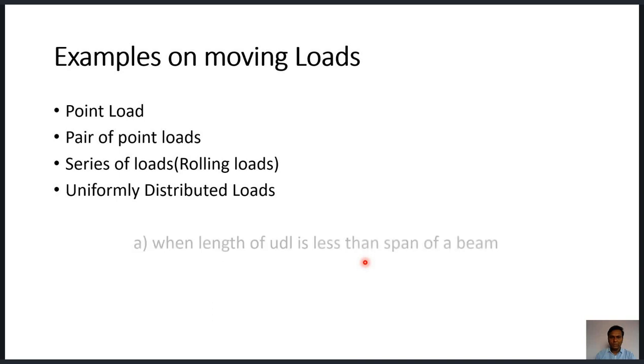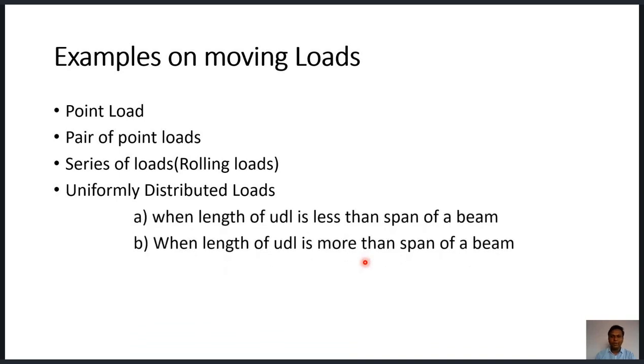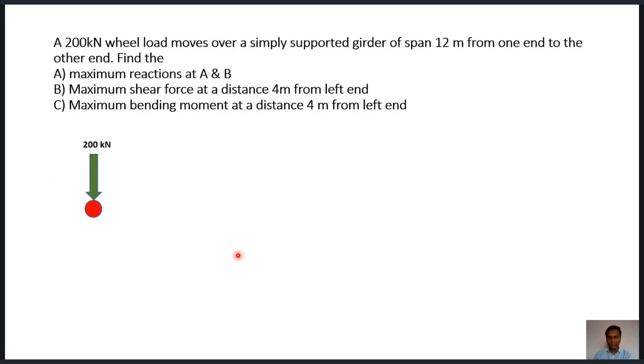Uniformly distributed loads. Now a uniformly distributed load can again be divided into two cases: when the length of the UDL is less than the span of the beam and when the length of the UDL is more than the span of the beam. Now in this particular video, we'll be discussing only examples on point loads and a pair of point loads. The rest of the examples on a uniformly distributed load we will be discussing in the next video. Now for that, let us discuss one example.